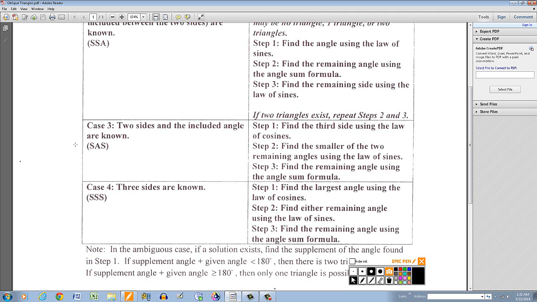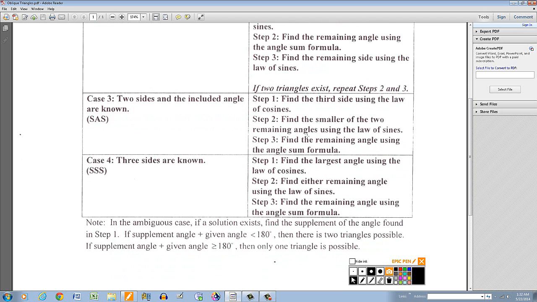You'll use the formulas that I went over a while ago. Find the third side. Now you're going to have 3 sides because 2 sides are given. Now in step 2, it says find the smaller of the 2 remaining angles. Once you find that third side, you have enough information to use the law of sines. So set up the appropriate equation and find the smaller of the 2 remaining angles using the law of sines. Once you know the 2 angles, you can get the third angle by adding those up and subtracting from 180.